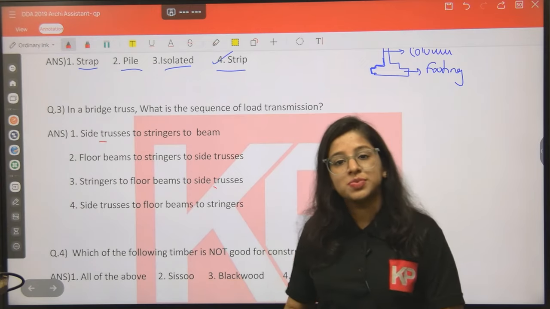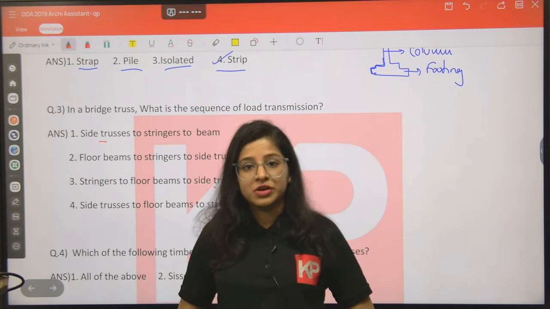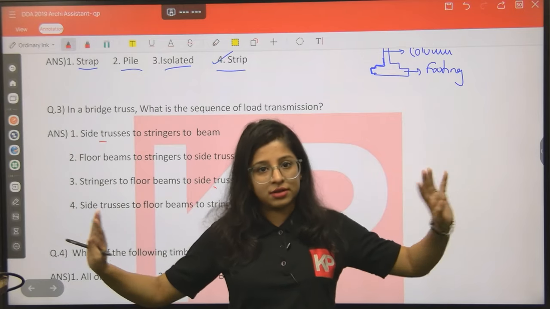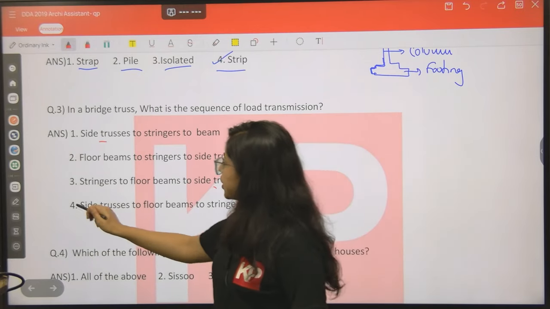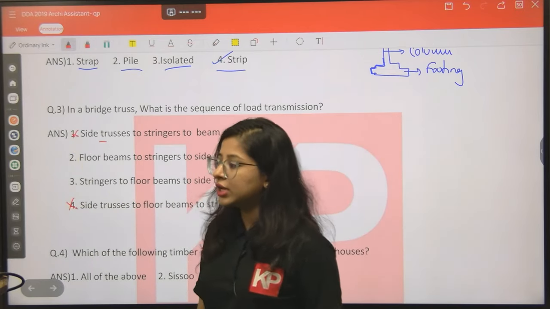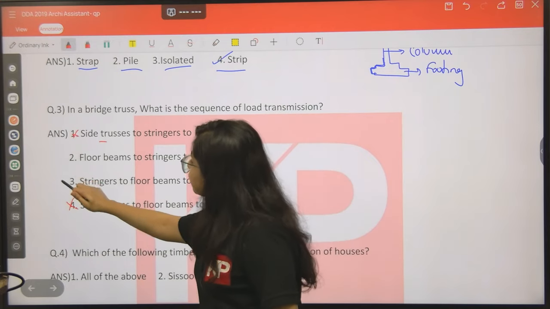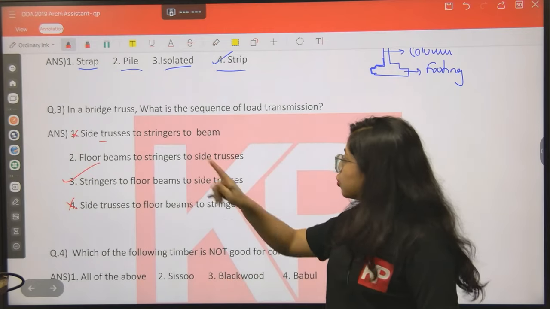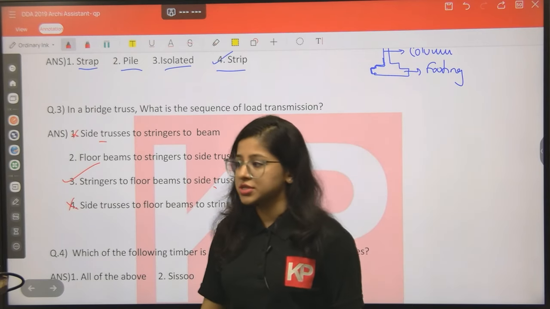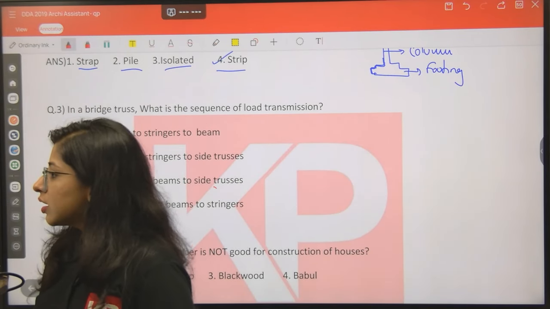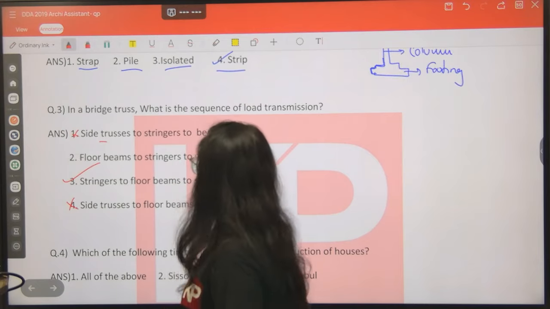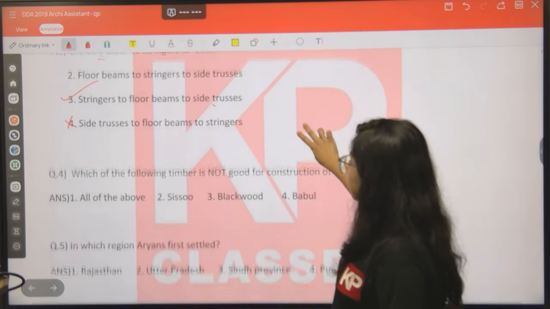The load will first be applied to the bridge, the bottom surface. Side trusses on the side, obviously, are not the starting point. So we can clearly say these two are definitely not the answers, okay? So obviously, it first starts from the stringers to the floor beams and to the side trusses. I hope this is clear. Okay, fine. No questions, as for next.